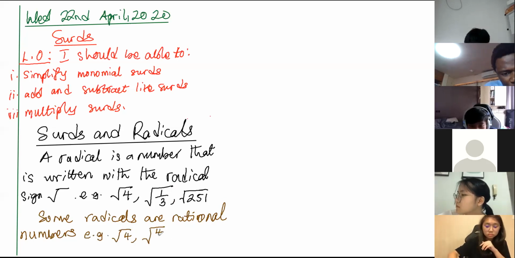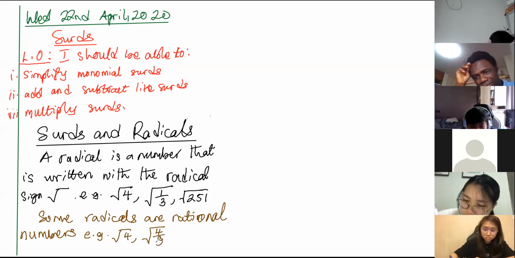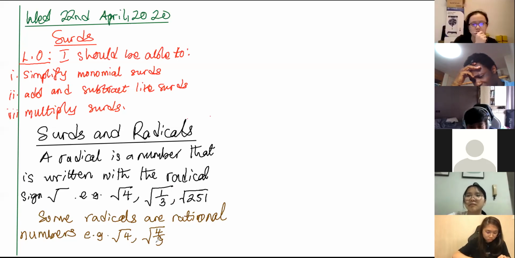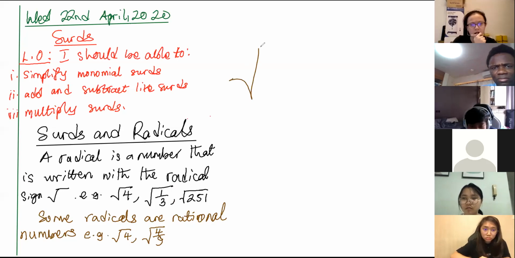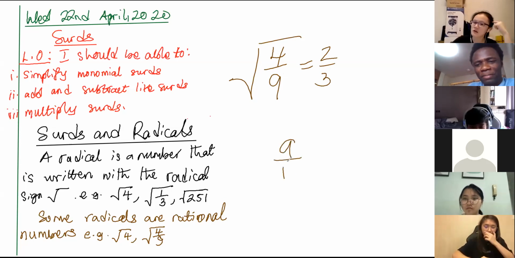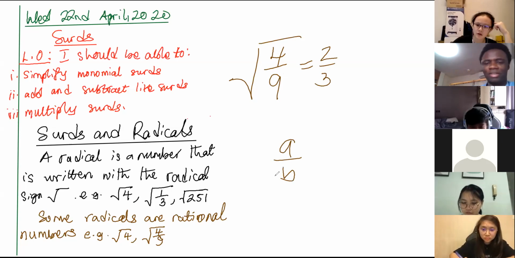What about square root of 4/9? Is it a rational number? Yes. Are you sure? No, I don't think so. Why? Because 2/3 is not irrational. 2/3 is a rational number. Oh, really? Okay, never mind. Rational number is any number in this form, that can be written as a fraction. As a fraction, thank you.